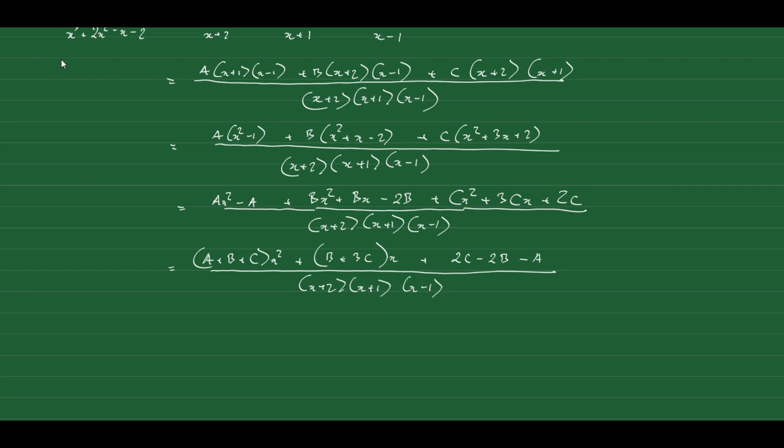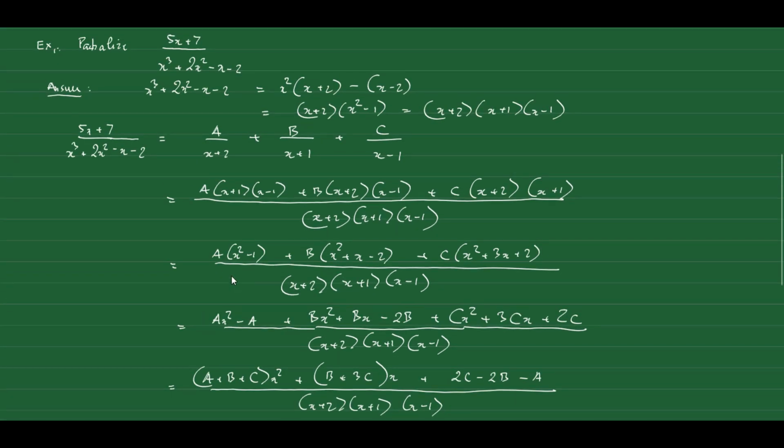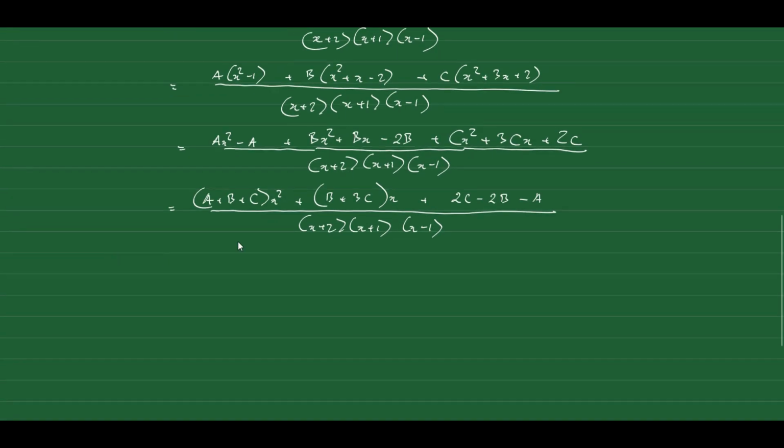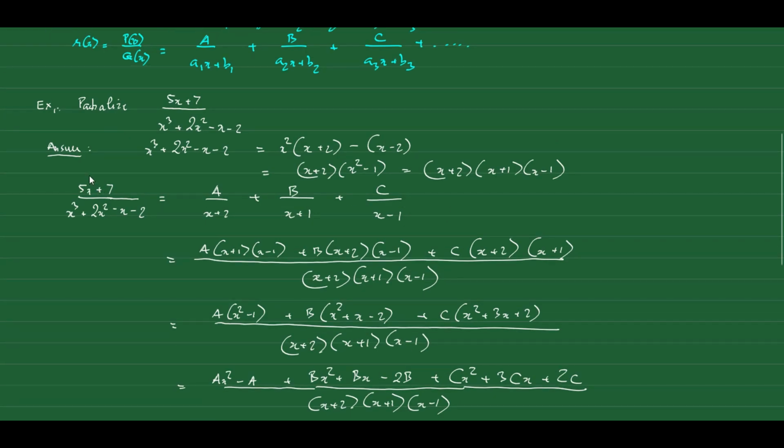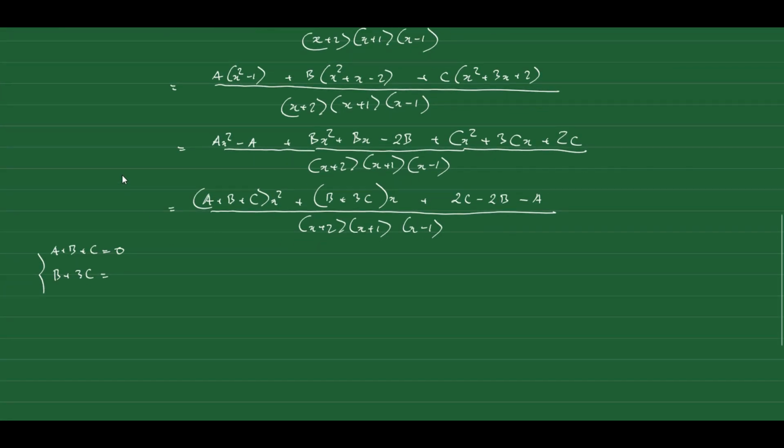Alright, now you're gonna go ahead and match it up. You see over here we don't have the second degree, so the coefficient over here will be 0. That's the first equation we're gonna have. The second equation will be b plus 3c. The coefficient in front of the x over here must be 5. And the last one will be 2c minus 2b minus a equals 7.